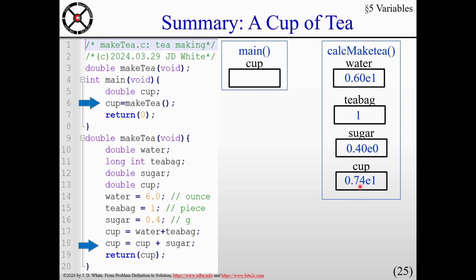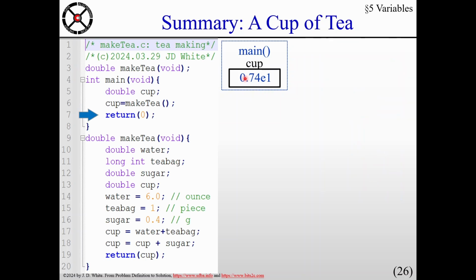I'm not giving the cup back, I'm just pouring the contents into the cup of main. So I've now poured it back into the cup in main, so we can see how the variables are being worked out. Once this is returned, this disappears and then this disappears.